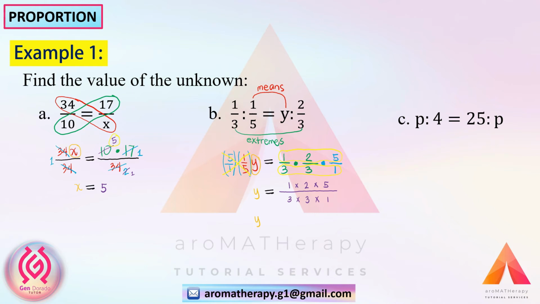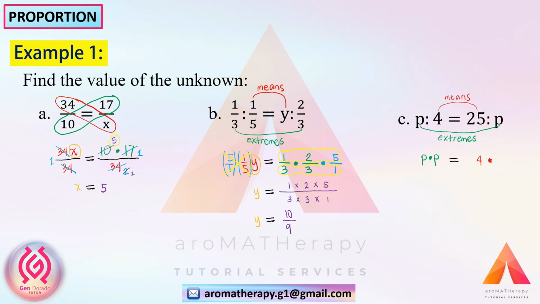So this means 1 is equal to 10 over 9. For letter C, we will follow the same process as letter B. We need to equate the product of their means and their extremes. So here we have p times p, or p squared, is equal to 4 times 25, or 100.